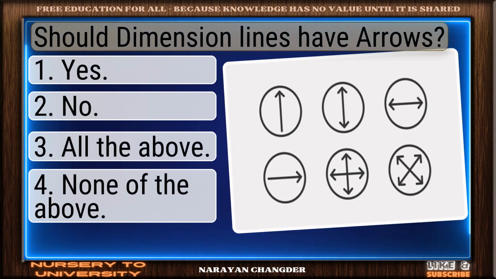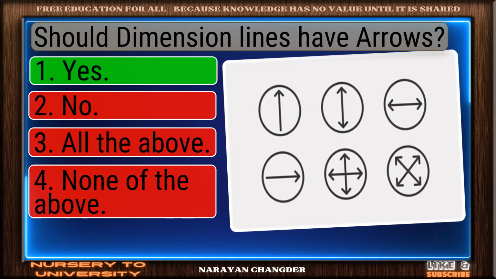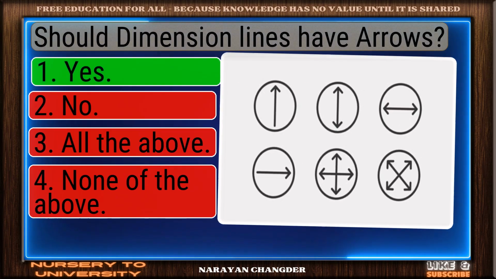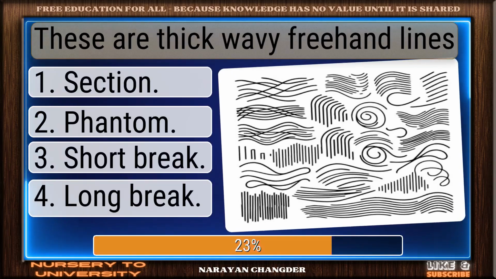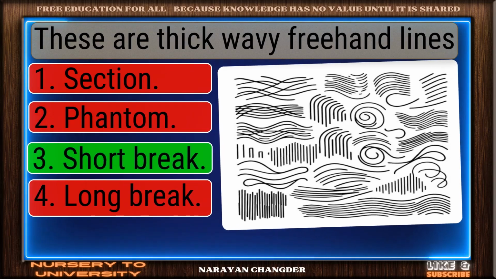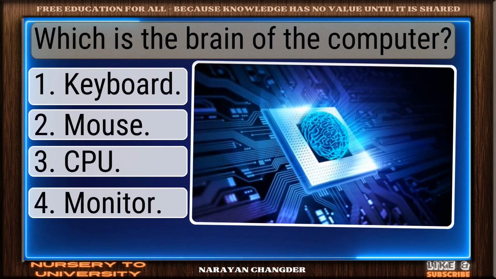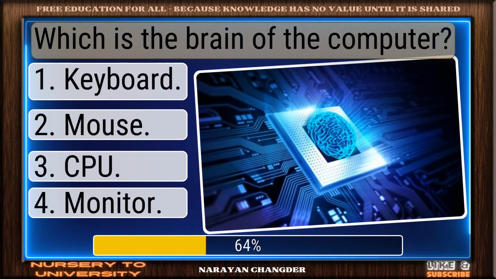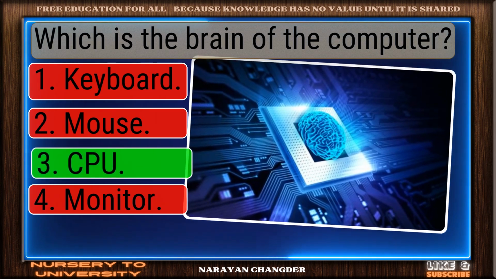Should dimension lines have arrows? Correct response. Yes is accurate. These are thick wavy freehand lines. You chose short break. Correct. Which is the brain of the computer? Right choice. CPU is best.